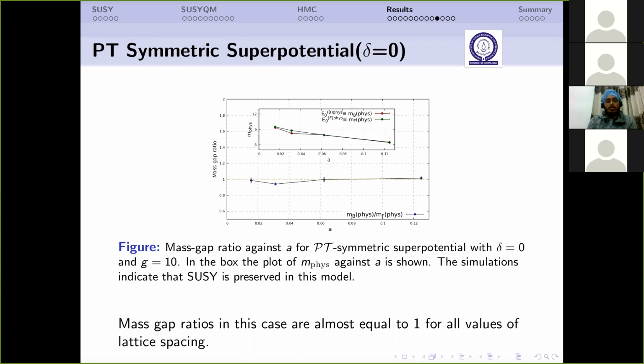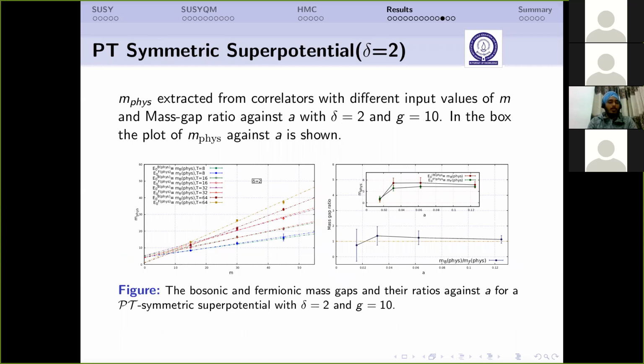Now the tool that we have taken to probe whether supersymmetry is preserved or broken is the mass gap ratio. Here we can clearly see that as we increase the number of lattice sites, that is, as we decrease the lattice spacing, we approach the continuum, and the mass gap ratio that we get is nearly equal to 1. That shows us that supersymmetry is preserved in this particular model. The important one then is the delta 2 case.